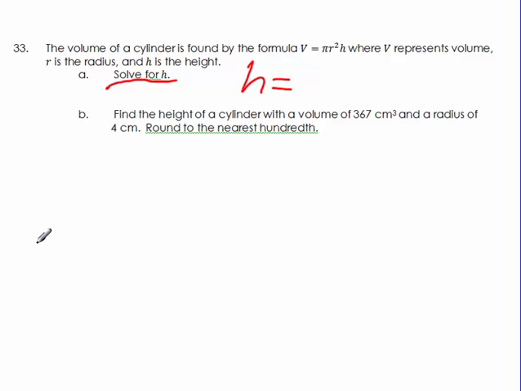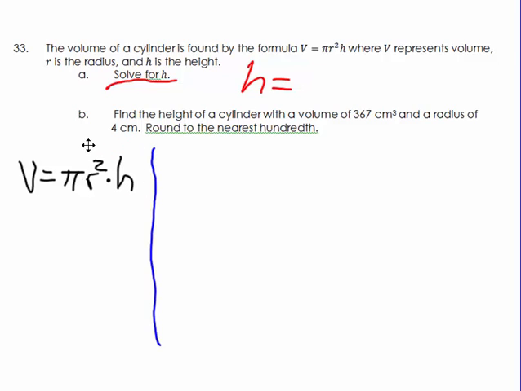So I'm going to rewrite this down here so I have some room. All right, so I know that volume equals pi r squared times h. Now again, I just want h all by itself. So this is what I'm solving for, this h here.